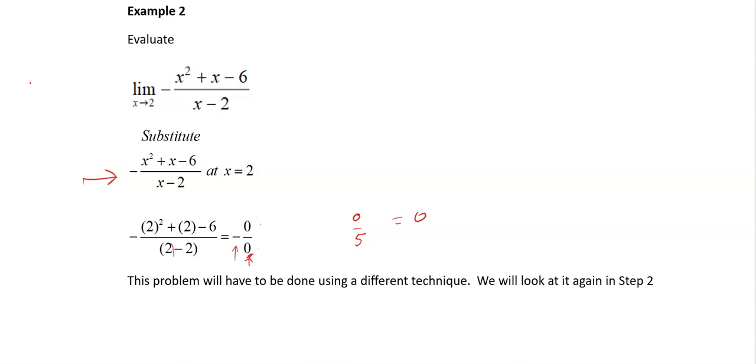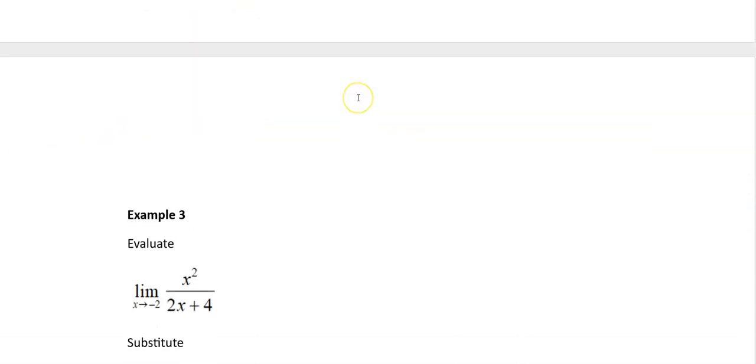Because 2 is not in the domain of this expression. If you put 2 in the denominator, you get 0. You happen to get 0 at the top, though. So this requires us to use a different technique. We'll look at this one again when we go to step 2. For this one, we're going to end up factoring and reducing, but we'll do that later in step 2. So moving on to our next example, we're going to try substitution in each of these.